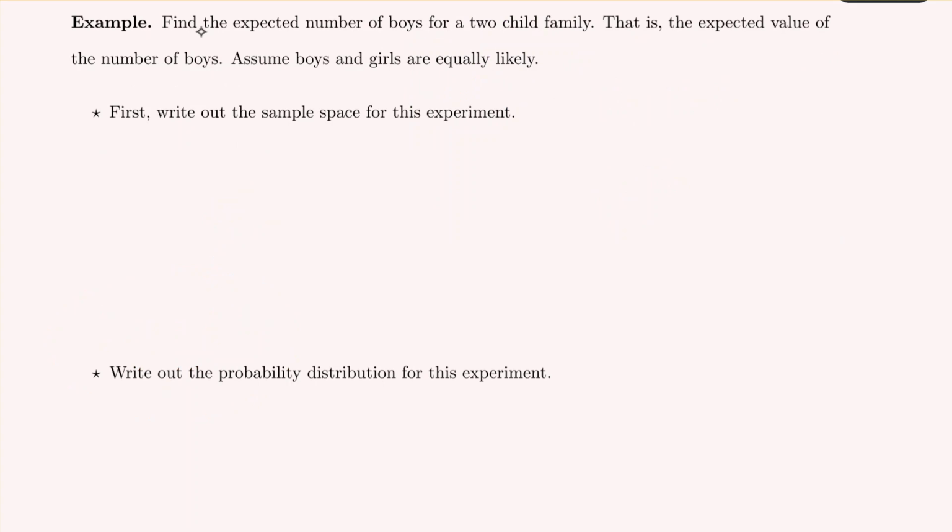So in our next example, we are asked to find the expected number of boys for a 2-child family. So this phrase, expected number, makes us think of our new idea of expected value. And for this problem, we've actually been given each step that we need to do to break it down piece by piece. So in the future, if you're asked for expected value, this could be a good pattern to follow. You first should write out the sample space.